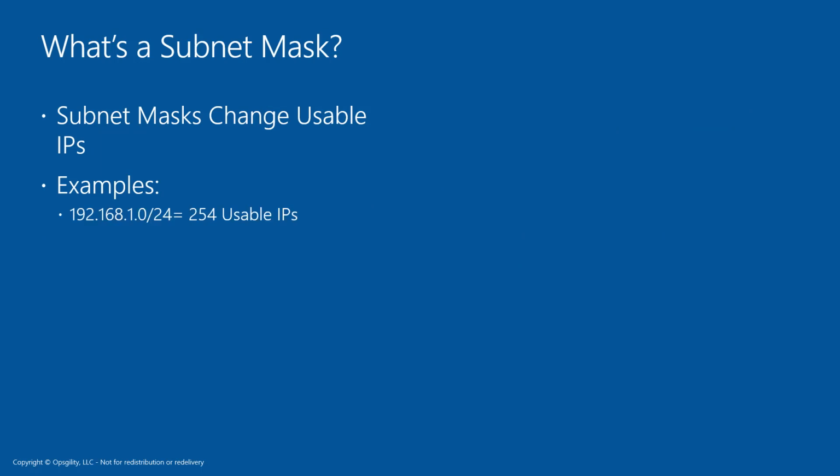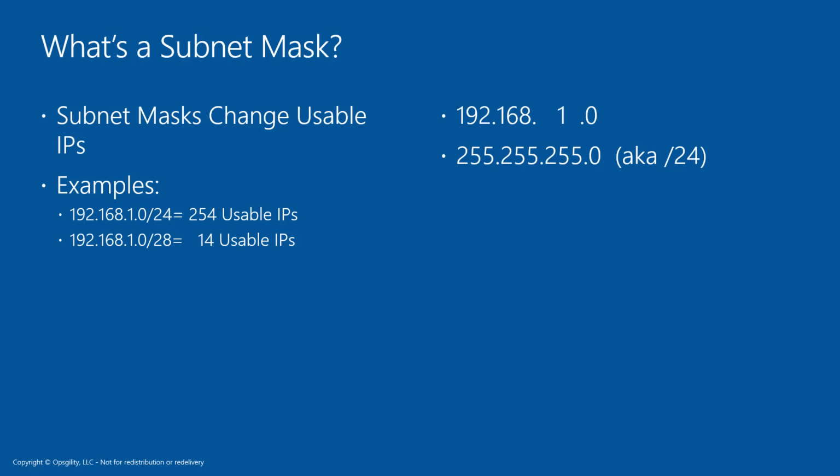So let's look at an example. 192.168.1.0 with a CIDR value of /24, which we just talked about, allows us to use 254 addresses. But if we use that same number, 192.168.1.0, and we do a /28, we only have 14 addresses. Well, how does that happen? Let's see this spelled out a little bit better, where the numbers sort of line up to the subnet mask.